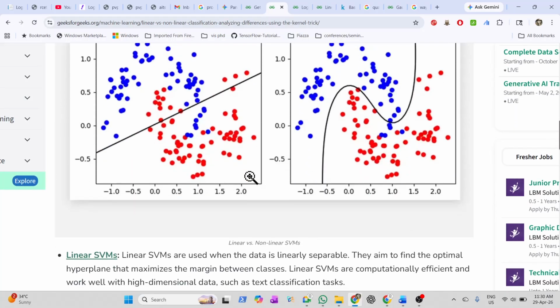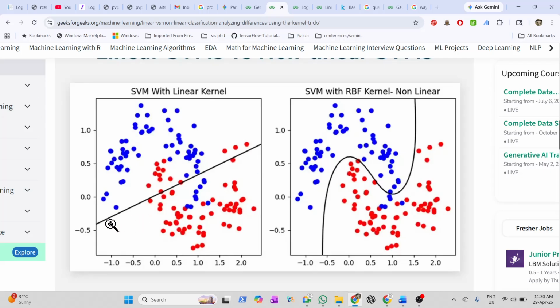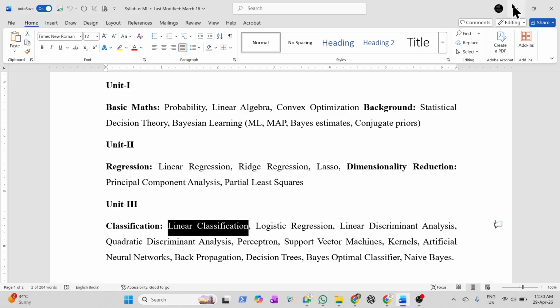Okay, so I just wanted to explain from this what is a linear and what is a non-linear classifier. And again here you see that image 1 is having a linear straight line. This is linear and this is not a straight line. It is non-linear. Okay, linear classification I hope is clear to you all. Our next topic is logistic regression.